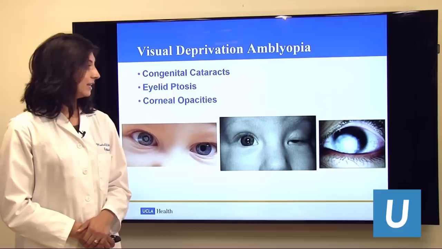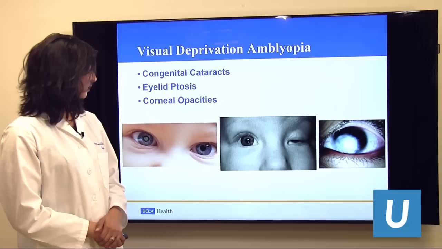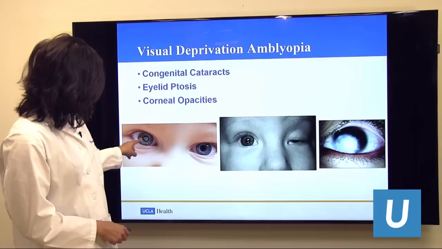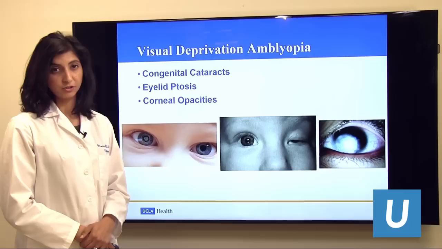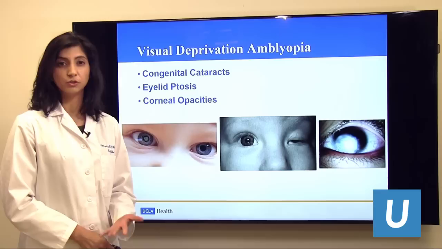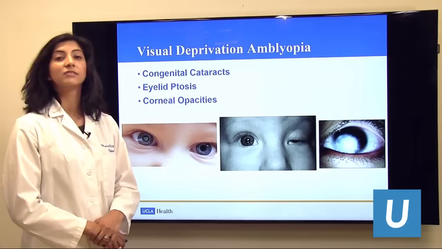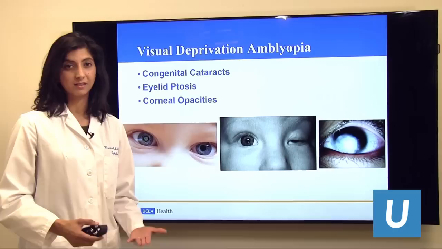Now, there are several different causes for visual deprivation amblyopia. One of those causes is congenital cataracts. You can see here on this figure to the left how this patient has an abnormal pupillary reflex, that whitening of the lens right here that you can see, and that prevents light from being able to enter that eye. You can also see it with congenital ptosis. Ptosis refers to a droopiness of the eyelid. You can see here in this middle figure how the left eyelid is lower than the pupillary axis. And again, same thing, it's preventing light from being able to enter the eye and being passed on to the brain.